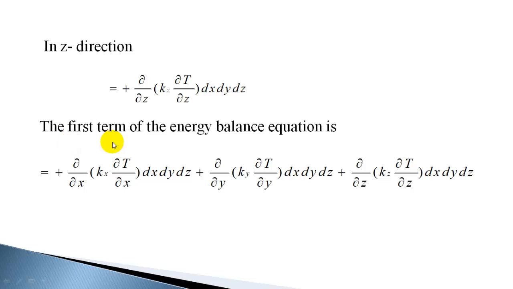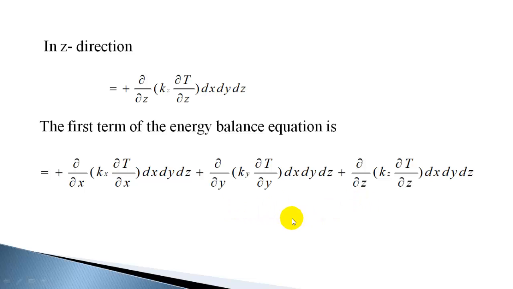So you can calculate the first term of the energy balance equation by adding all the three: the net heat flow as a result of heat flow in x direction, in y direction, and in z direction. Adding all the three, you will get the first term, that is the net heat flow into the element as a result of heat flow in all the three directions. So the first term is calculated.